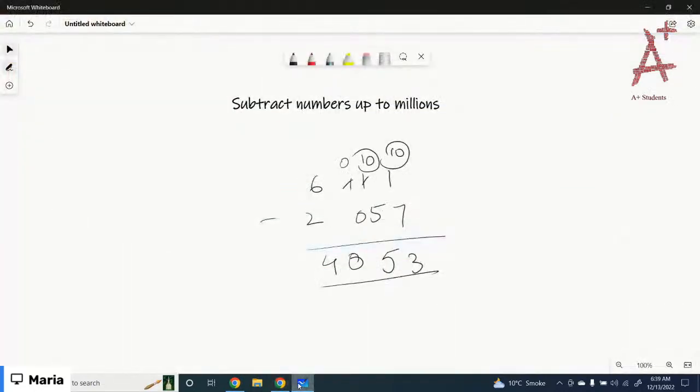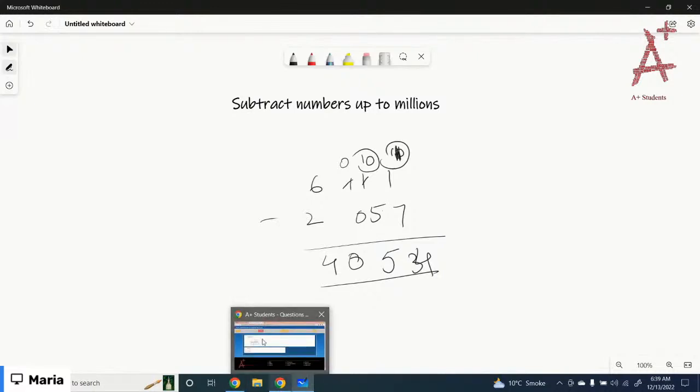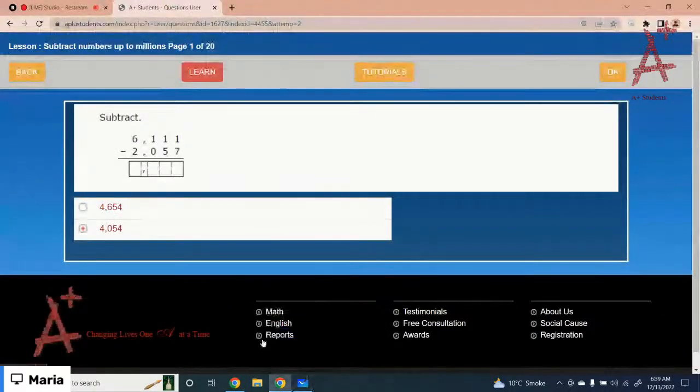Sorry, it makes 11. 11 subtract 7 is 4. So it would be 4054. Got it? Just select the correct option and click on the OK button.